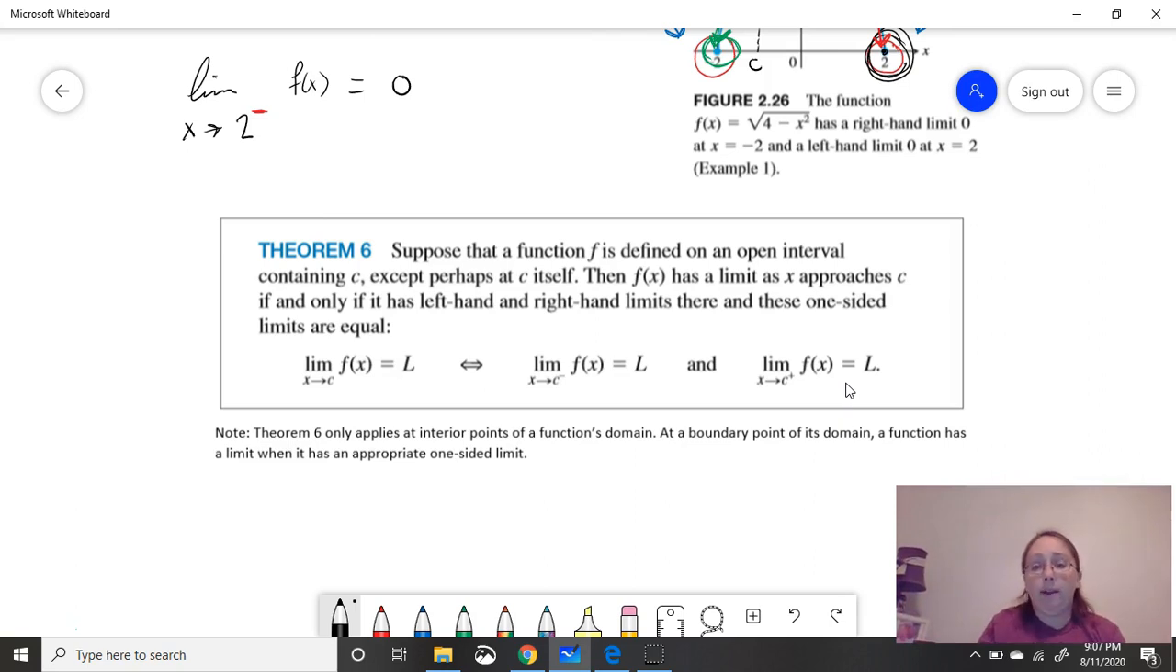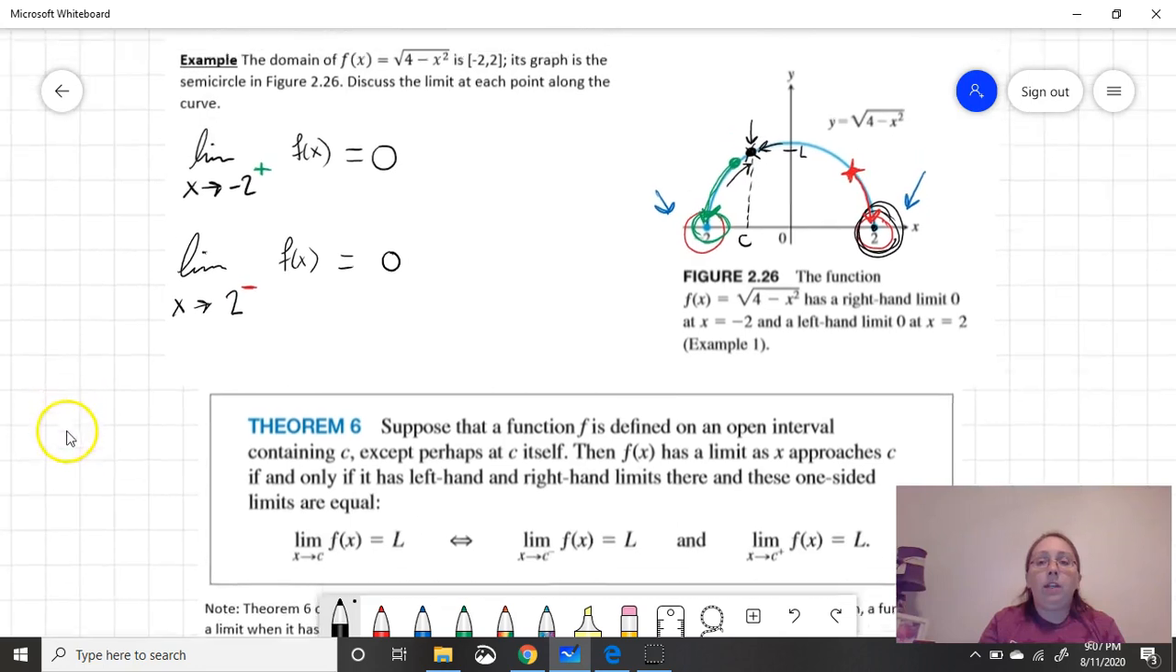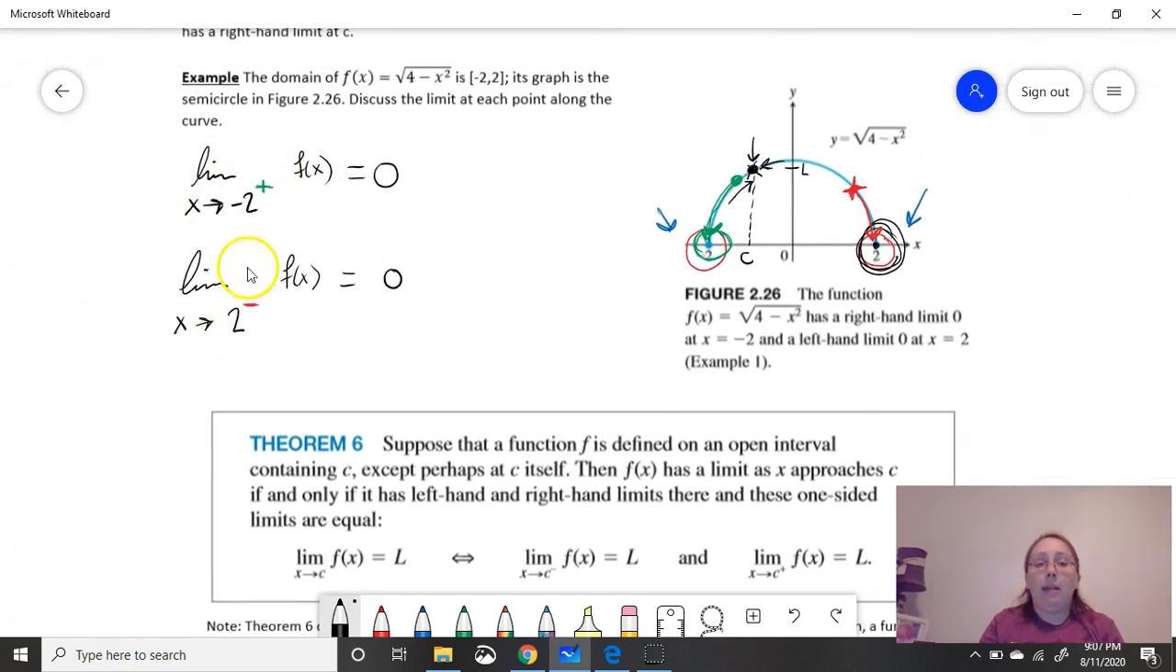Now, this does only appear at interior points. So in the picture problem we just worked, we looked at boundary points. So let's talk about a boundary real quick in this theorem. At a boundary point of its domain, a function has a limit when it has an appropriate one-sided limit. So like we said before, we can only talk about the left-hand limit and the right-hand limit on the boundaries here. So that's the only thing we would describe to talk about the limit in general of a boundary point.